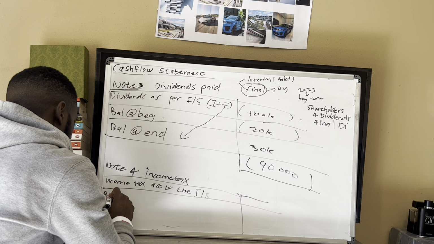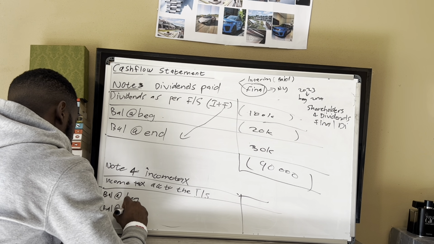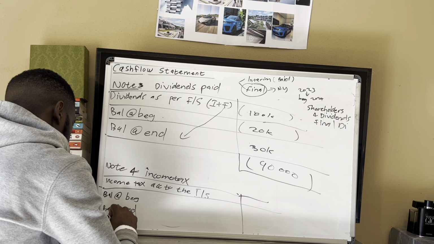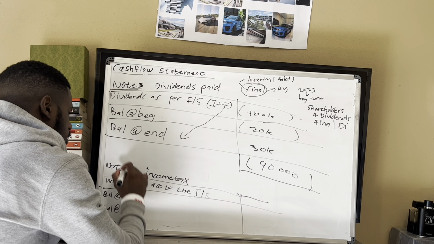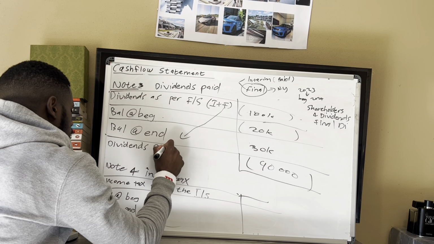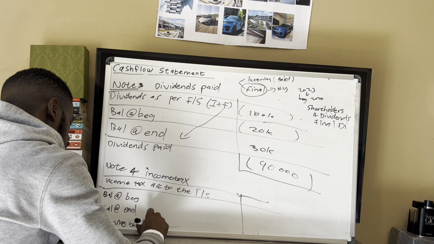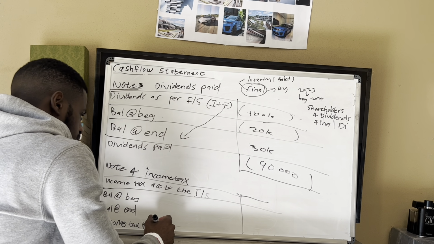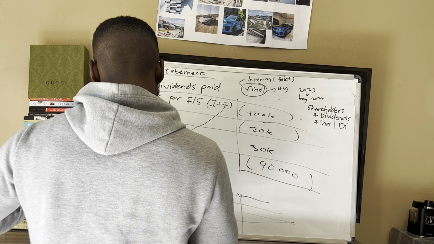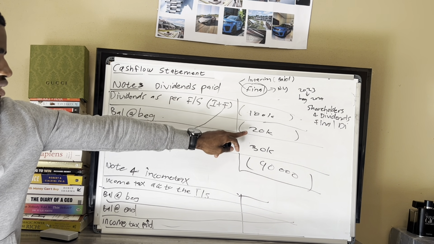Then you'll have your balance at the beginning, your balance at the end, then income tax paid. Now when it comes to this, it's not the same as dividends. Dividends are structured like this. This is always in brackets, and this always out of brackets.